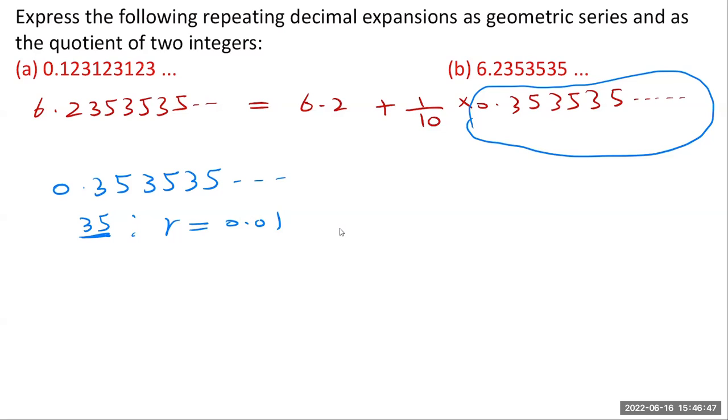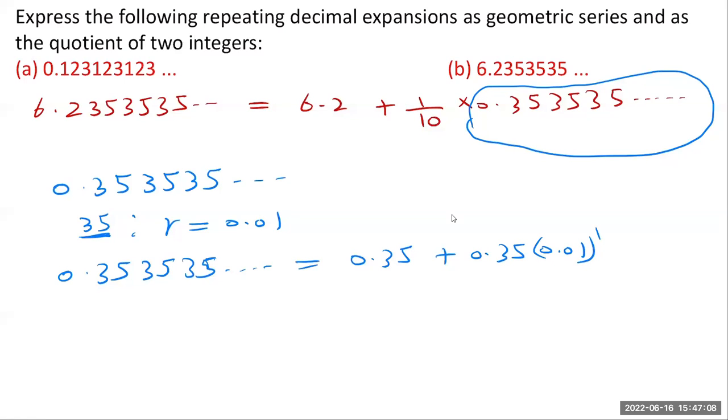Now let me write this repeating decimal in the desired notation. Dot dot dot. This is going to be equal to 0.35 plus 0.35 times 0.01 to the power 1 plus 0.35 times 0.01 to the power 2, so on and so forth, just like what we did in the previous problem. Plus 0.35 times 0.01 to the power 3 plus dot dot dot. Don't forget this dot dot dot. That's very important. Now we can clearly identify our R and C.